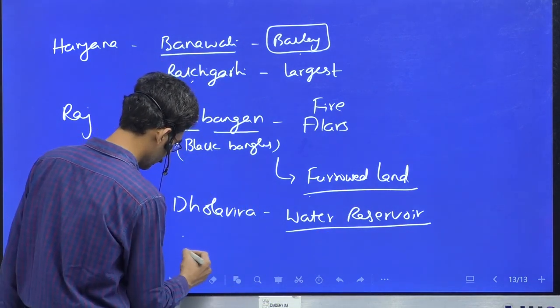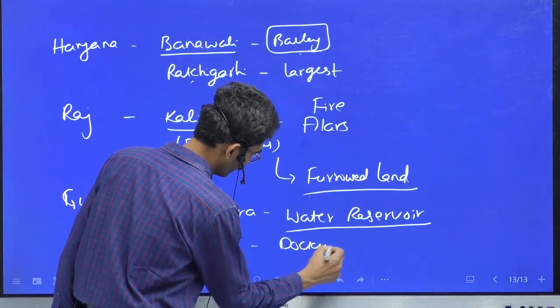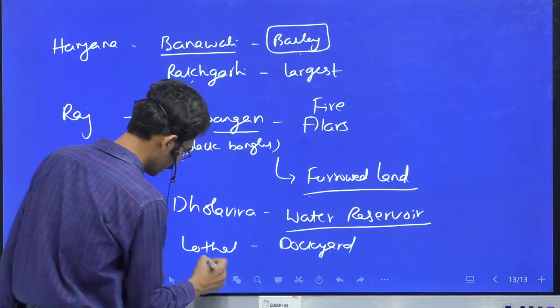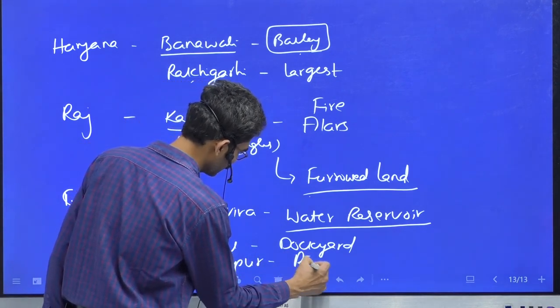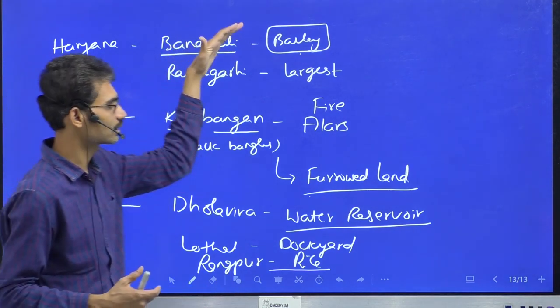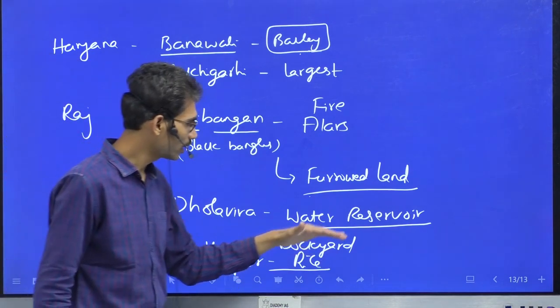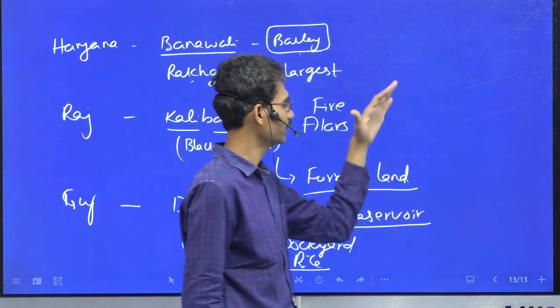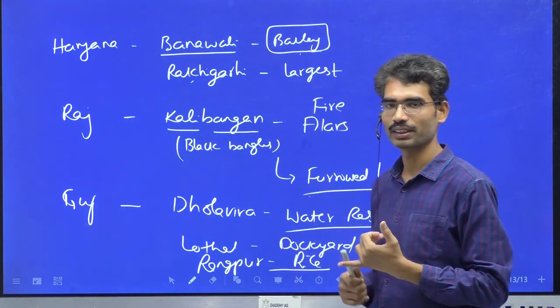Next one, Lodhal, we have seen. Dockyard. There is one more place called Rangpur. Here, rice. So barley evidence, Banawali. Rice evidence, Rangpur. Dockyard, water reservoir, furrowed land, fire altars, like this. You need to remember the different places in different states.